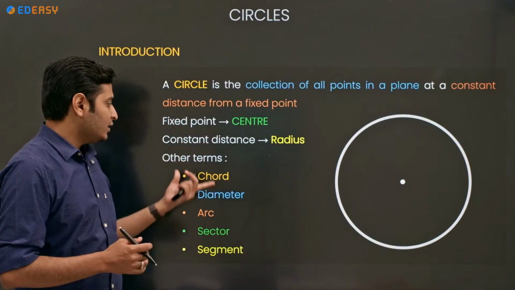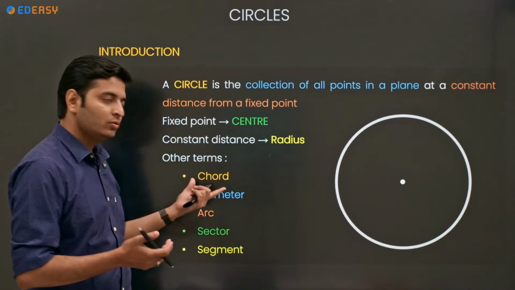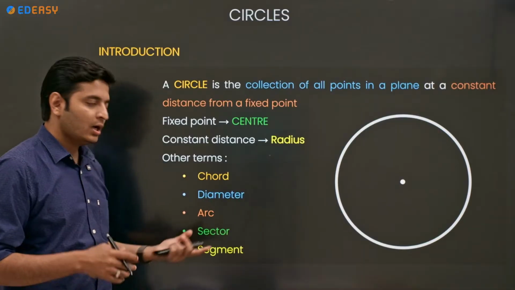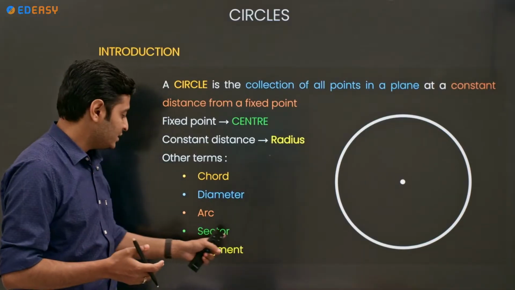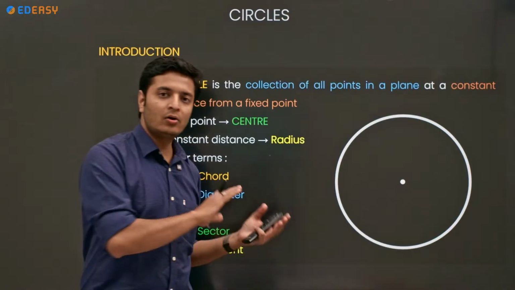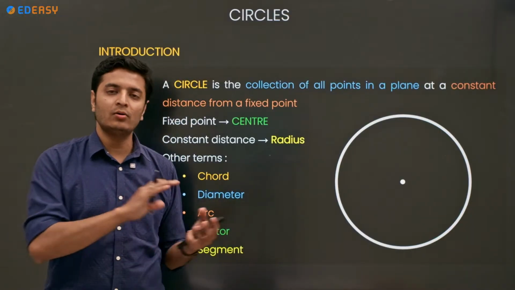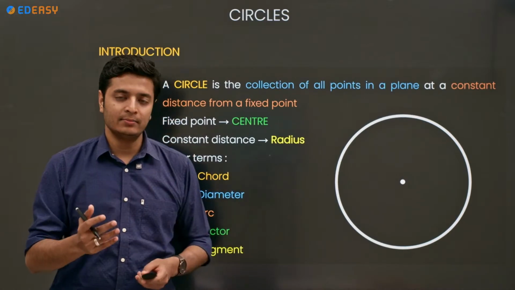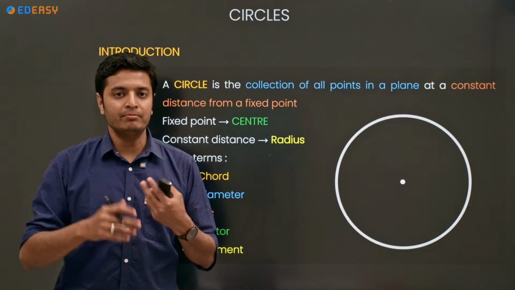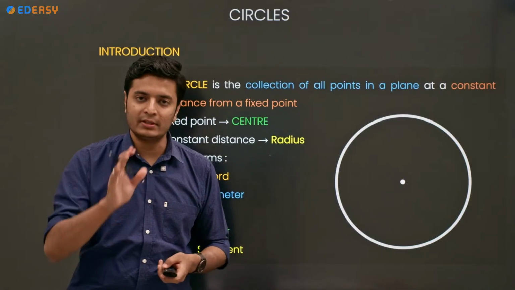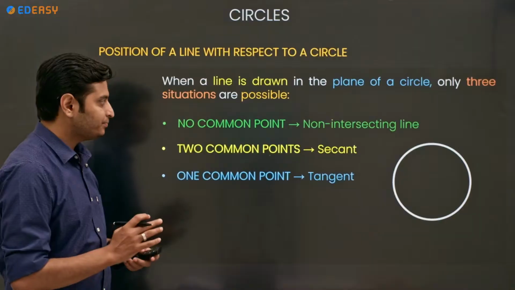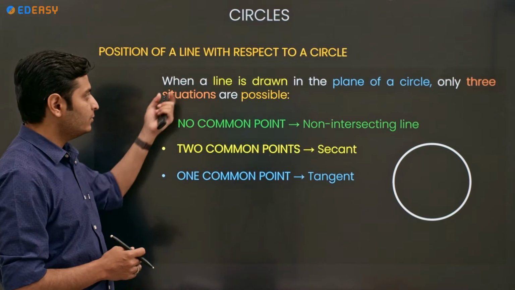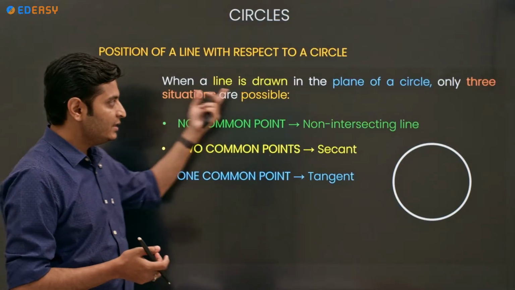Other terms would be chord, you know what a chord is, then diameter, the longest chord, then arc, then sector and segment. You are very much familiar with all these terms from your 9th class, no? But in this chapter, we are majorly interested in the relationship between the line and the circle. There can be three possible cases when we draw a line in the plane of a circle.